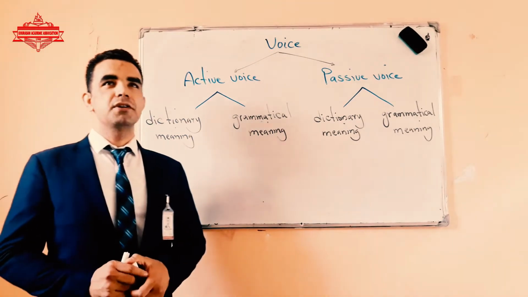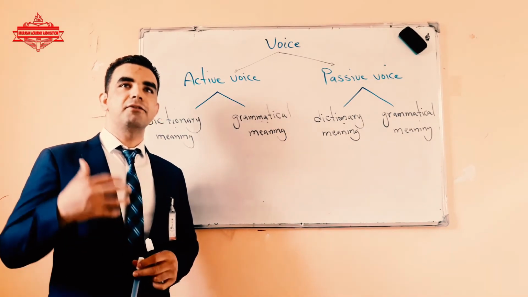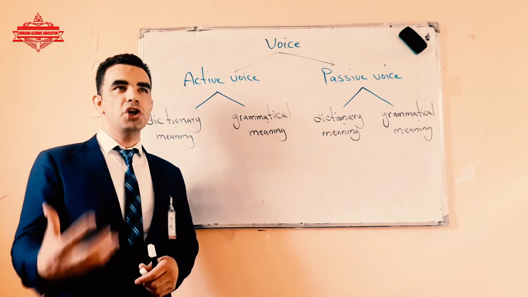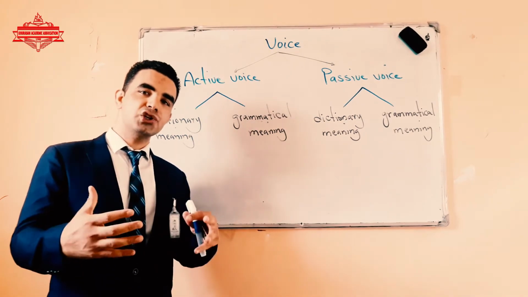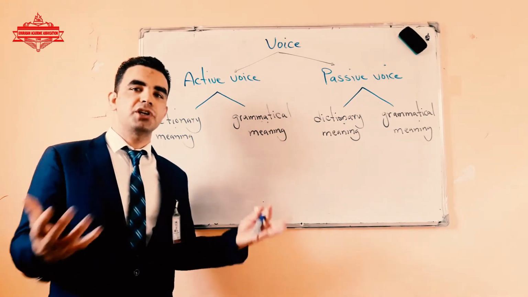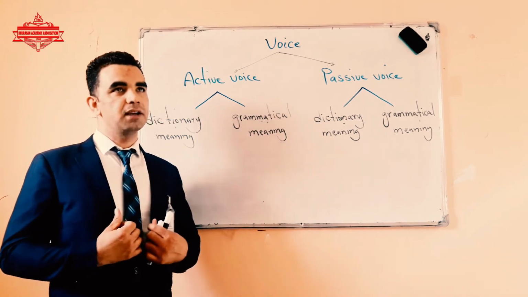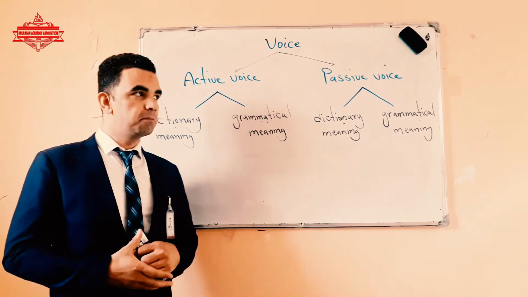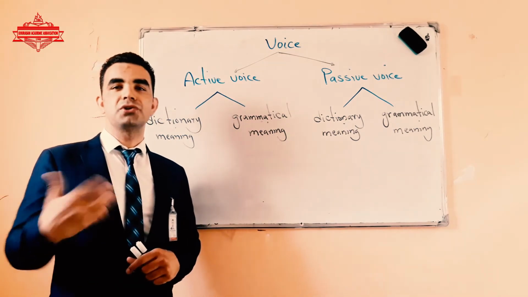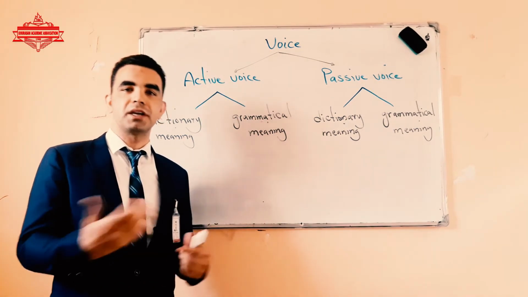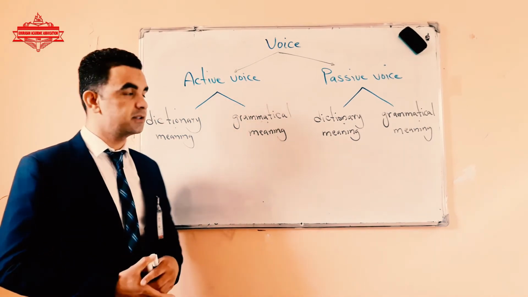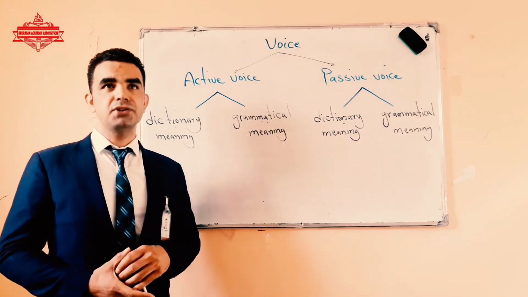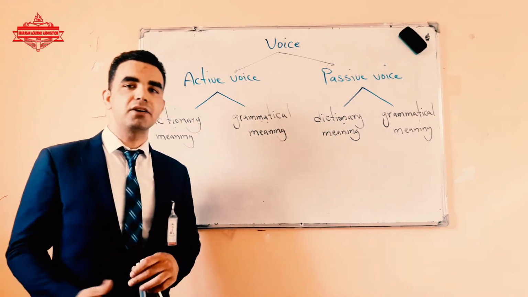First, voice. Voice itself is a form of verb. It means it is a type of verb, in fact, which shows whether the action is done by the subject or to the object. What does it mean? It means when the action is done by the subject, we call it active voice. But whenever the action is done to the object, we call it passive voice. So the important point for voice is knowing the meaning of voice.